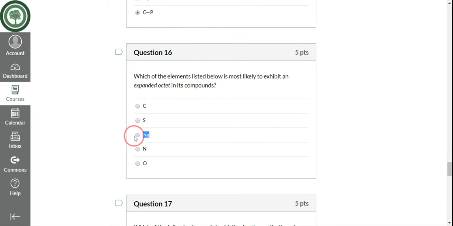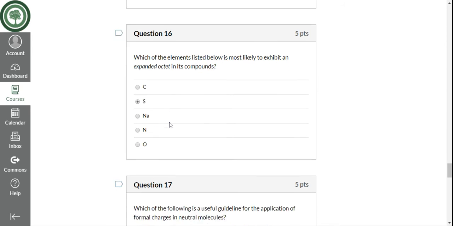Now, sodium is in the third shell, but it's not going to be making covalent bonds, so we're not expecting to have expanded octets. But sulfur, if you look up the structure of sulfate or sulfite, it's sulfur with 12. Sulfate has, let's see, 2, 4, 6, 12 electrons associated to it. And so that would be an expanded octet.